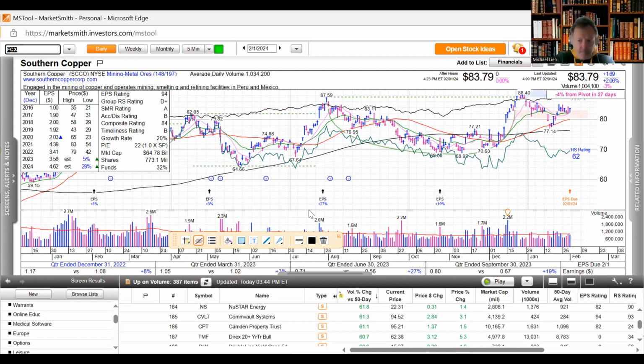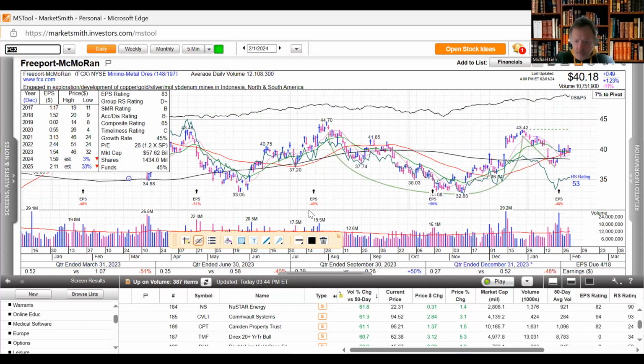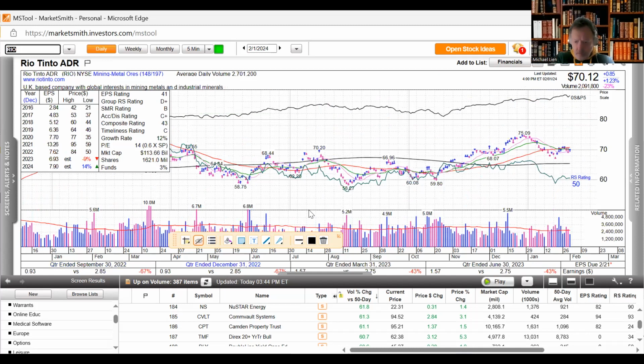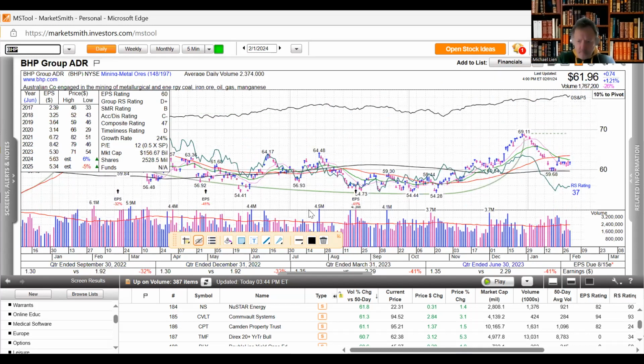Freeport McMoRan is up as well. Off a little bit after hours. Vale just up ever so slightly. Rio is up slightly. And finally, we got BHP. So they all look like they're trying to hit bottom and stop going down.